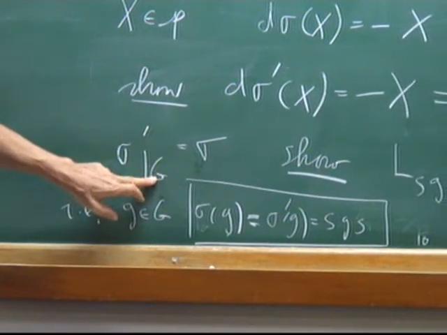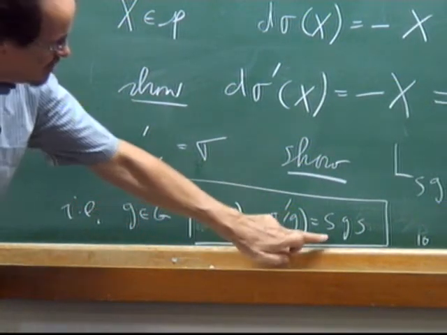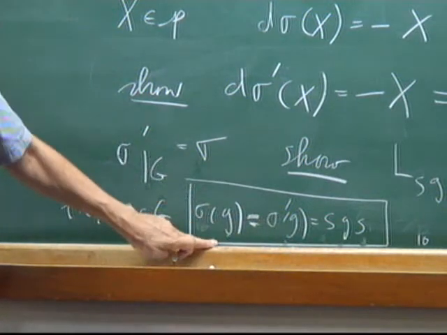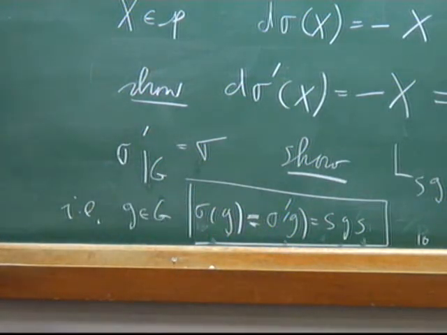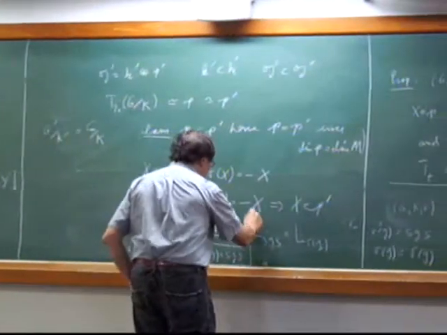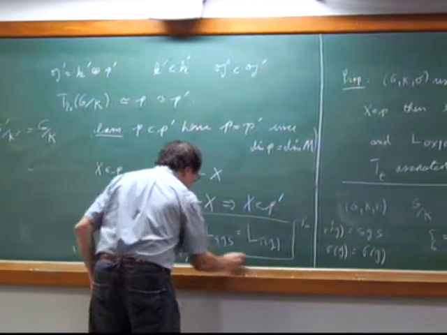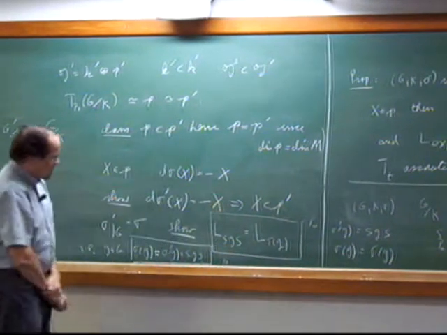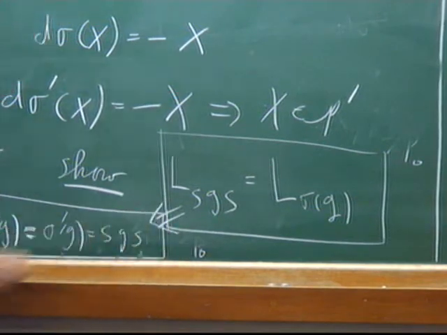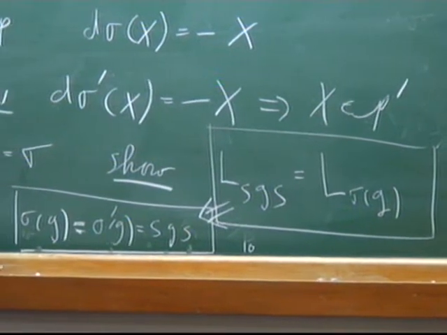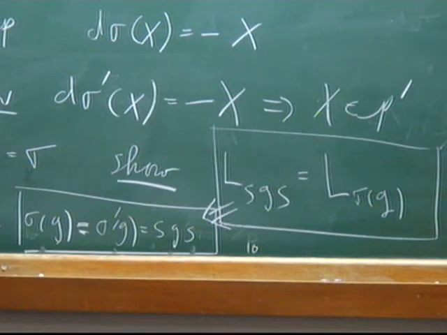So take a g in there. What's sigma prime of g? On the other hand, it is sgs. And I want to show it's sigma of g. So I want to show this equation. These are isometries on the manifold, so I'm going to view them as left translations. That's how they act on the manifold. So if I can show that the left translations are the same, then the elements are the same also, because they're the same isometry. Okay, that step was missing.